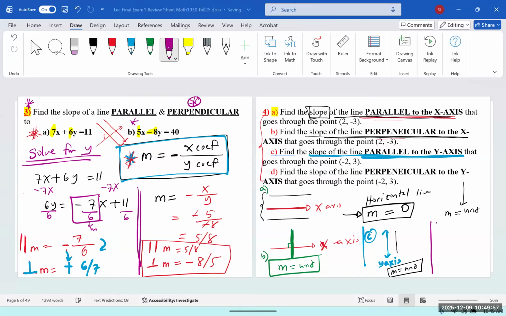And lastly, for D, it's asking for the slope of the line perpendicular to the y-axis. So if this is your y-axis, its perpendicular line has to be at a 90-degree angle. So this has to be a horizontal line, and the slope of any horizontal line is 0.